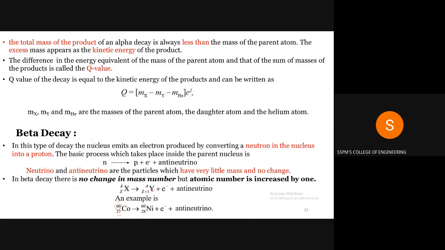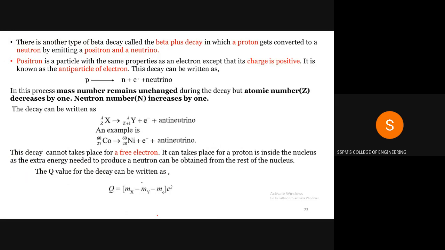Neutron is going to be converted into proton, and one electron is going to be emitted. That's why this Z number is increased by 1, plus anti-neutrino.